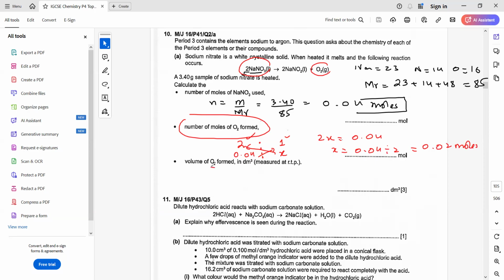Then they say volume of oxygen formed. So that would be number of moles is equal to volume upon 24. So we have already calculated number of moles, that's 0.02. Volume is unknown, that's 24. So 24 times this value is going to be the volume. Let's divide it by 2. Multiply it with 24. So we have 0.48 as the answer. So is this understood? That's nice, isn't it? Good job.